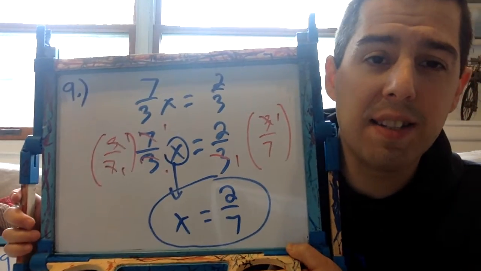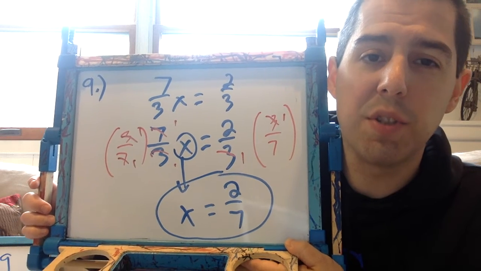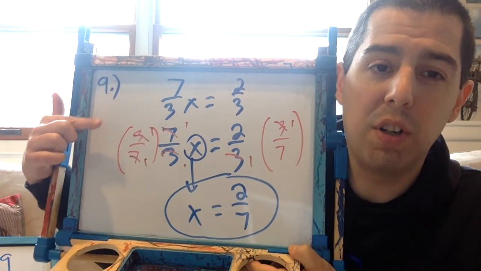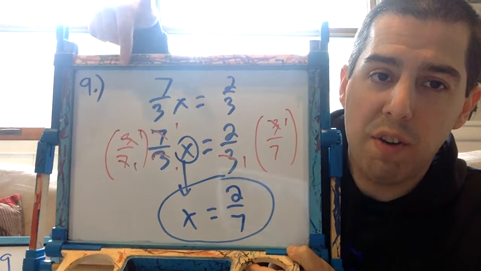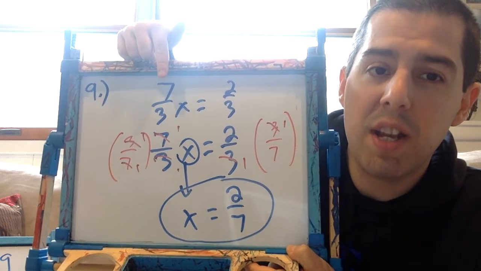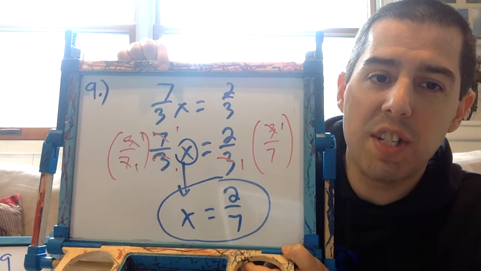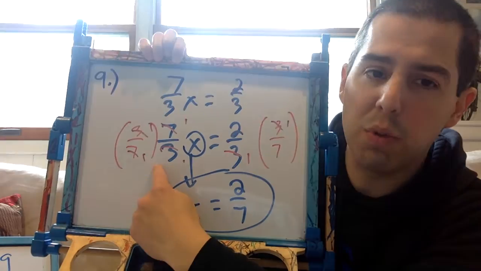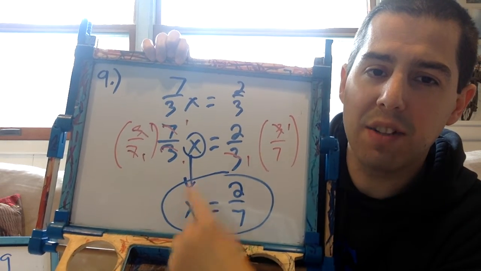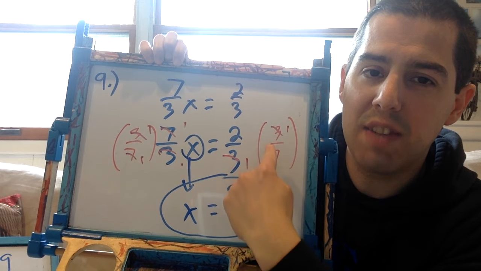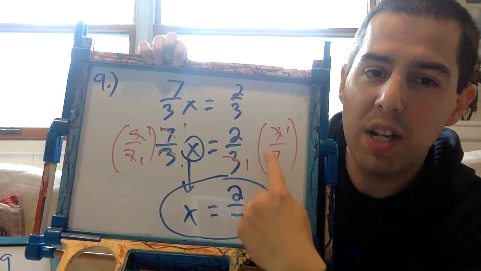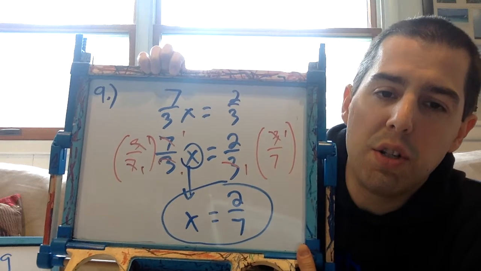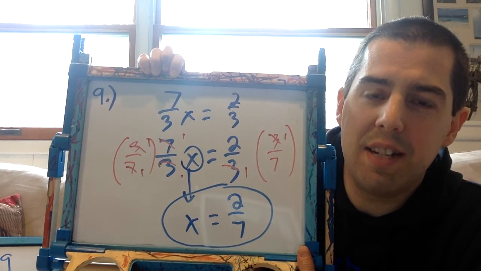Number 9, 7 thirds x equals 2 thirds. I multiplied both sides by the reciprocal of the coefficient. This was a rational coefficient. The reciprocal of 7 thirds is 3 sevenths. Any number multiplied by its reciprocal equals 1. So 1x. I multiplied by 3 sevenths over here to balance the equation. I cross simplified the 3's. And 2 sevenths is the solution.